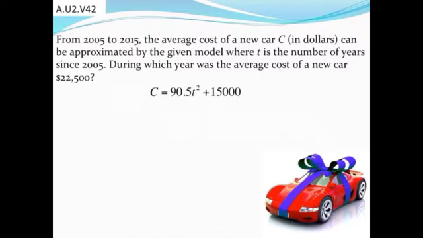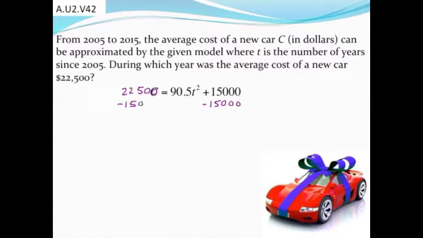In this example, we want to know what year was our average car costing us $22,500. So since that's the C value, I'll go ahead and just plug that in for C right here. So I'll start with that. 22,500, I'll just replace that with C equals, and then there's my equation. Because, like we said, there's no t term in here, we should just be able to solve this using square roots like you'd solve any old equation.